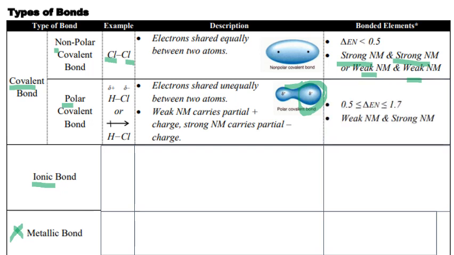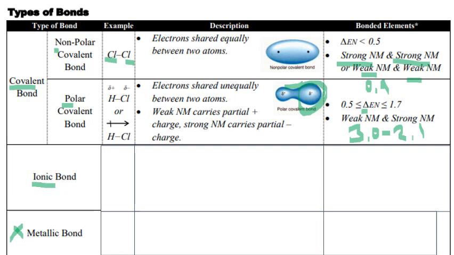So if I looked at this here, if it's greater than 0.5 and less than 1.7, typically it's going to be a polar covalent bond. If I look at hydrogen, hydrogen has an electronegative value of 2.1, whereas chlorine has a 3.0. So that's what the delta means. The delta means the difference. So 3.0 minus 2.1 is 0.9, and 0.9 is found perfectly in between these two. So that means it's definitely polar covalent.